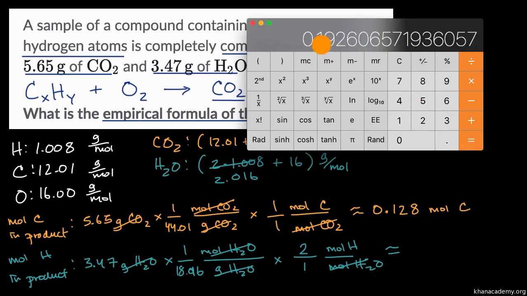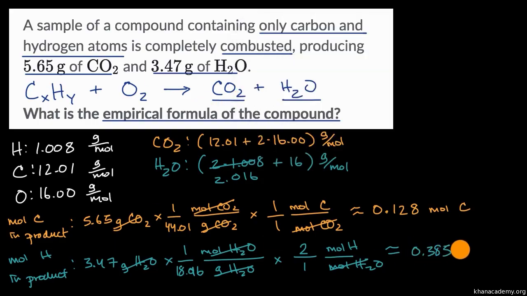So divided by 18.016. This is how many moles of water I have. Now for every molecule of water, I have 2 hydrogens. So then I will multiply by 2. Times 2 is equal to, I'll just round to 3 digits right over here, 0.385 moles of hydrogen. So now we know the number of hydrogen atoms. We know the number of carbon atoms.